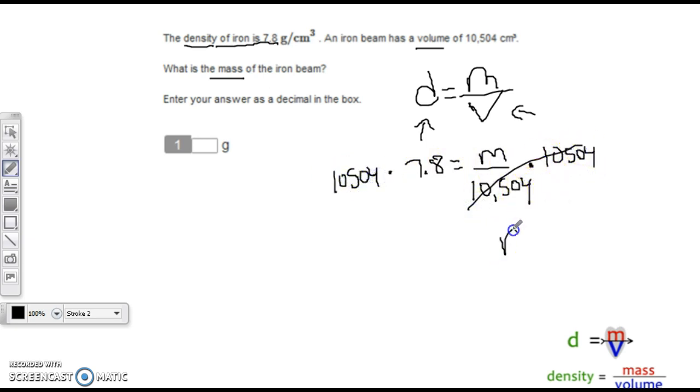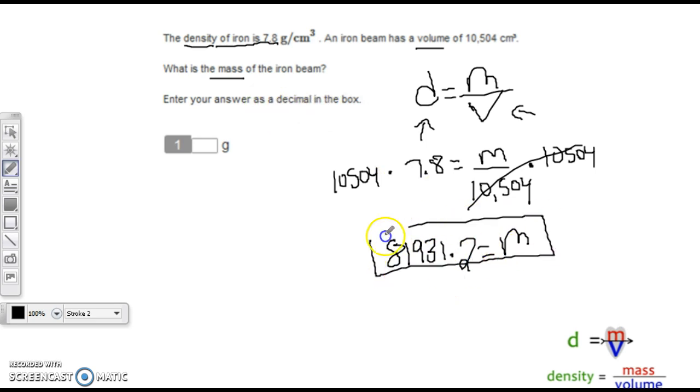This would cancel, leave me with just M equals, and then I'm going to multiply that in my calculator. And I got 81931.2. And it just says entered as a decimal, so we don't want to round it, so we're just going to leave it like that. And that mass is in grams.